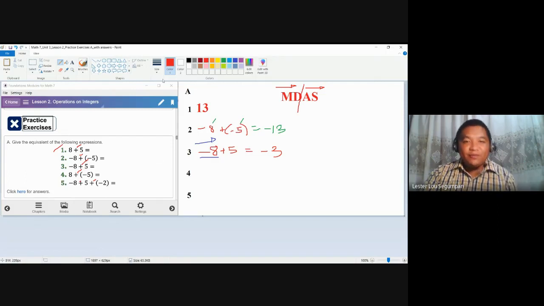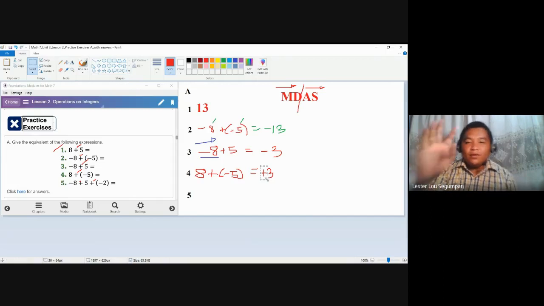Okay. Number 4, we have 8 plus -5. Okay. So we are adding two numbers with different signs. So we will use the rule of sign. 8 minus 5 is 3, and the bigger numerical figure is 8. Its sign is positive. Therefore, our answer here is +3. And to make it clear, simplify better, you don't need to place plus for positive.